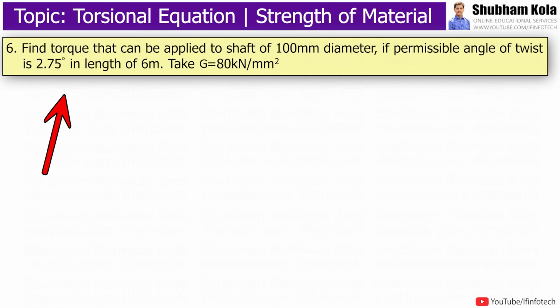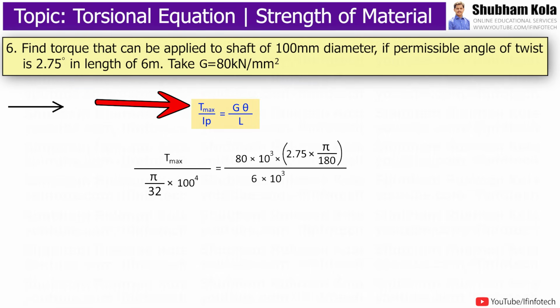For the next problem, the statement is: find the torque that is applied by a shaft of 100 mm diameter if the permissible angle of twist is 2.75 degree in a length of 6 meter. Take G is equal to 80 kN per mm square. Here we need to calculate the maximum torque.